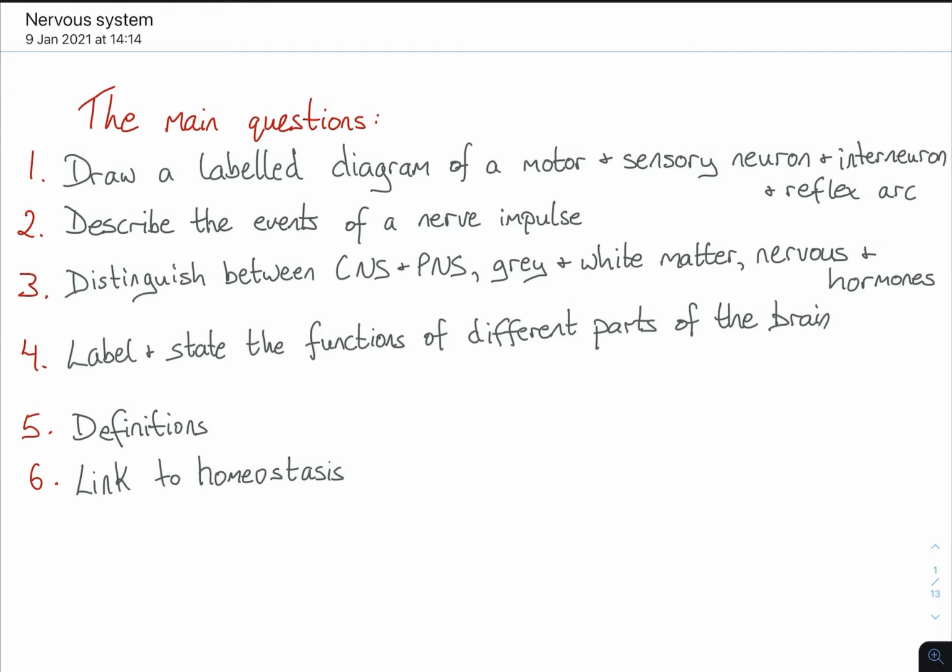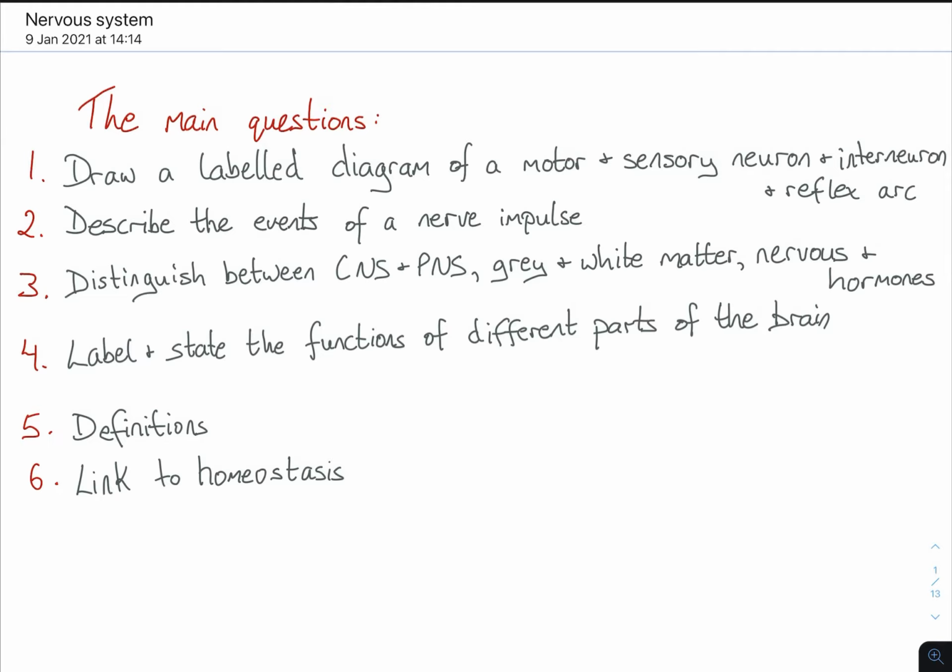Part 4. Label and state the functions of the different parts of the brain. So the brain is also inside this chapter. It's kind of like a separate section within the chapter. So you could be asked to give a picture of the brain and asked to label the parts and state the functions. That wouldn't be uncommon now. Definitions as normal, linked to homeostasis. There is a bit of a link there too.